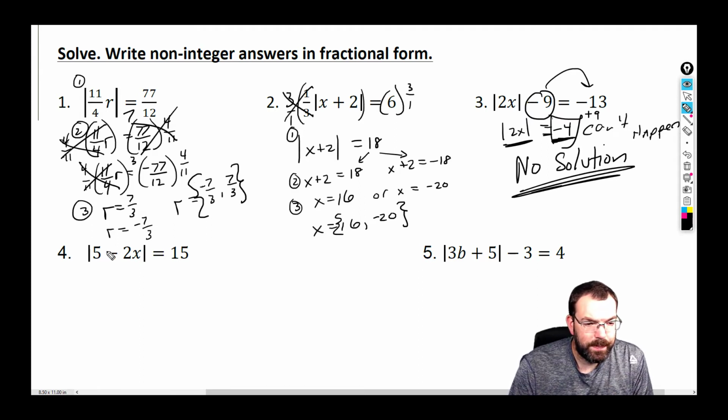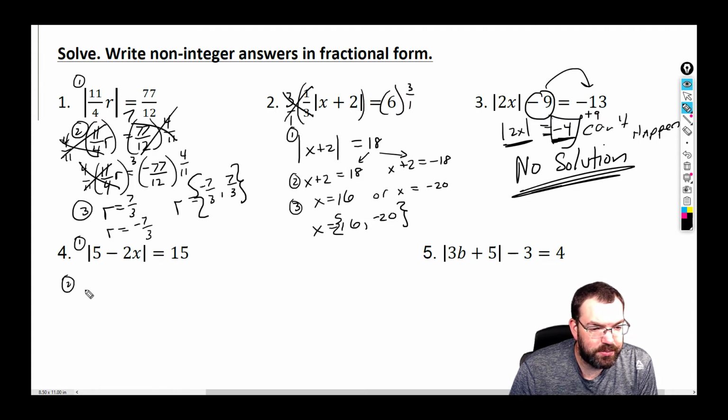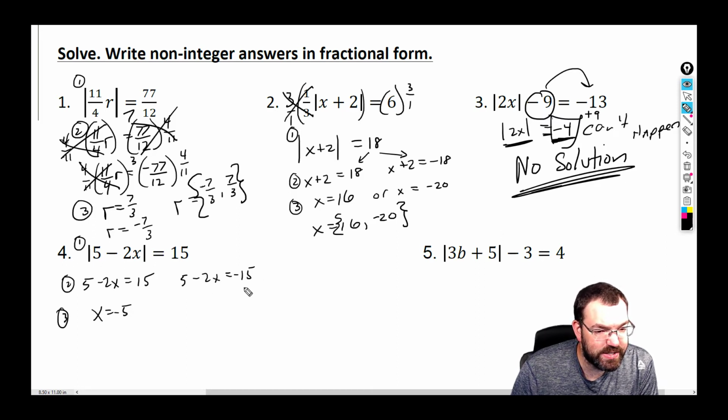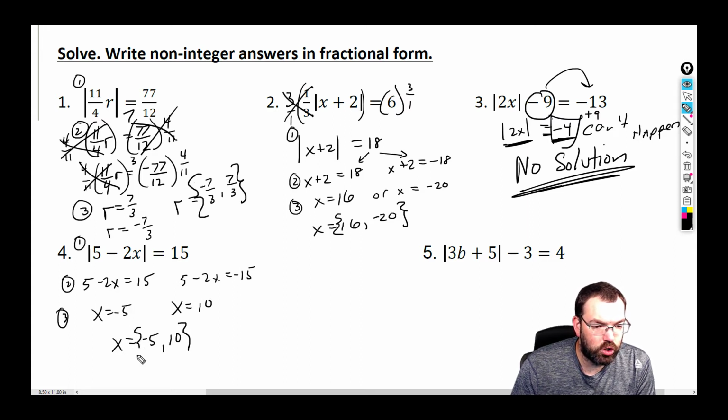Okay, let's go to number 4. This one is already isolated. There's no other numbers that are not in the absolute value on this side. So now I can make my equation. That's step 1. Step 2, 5 minus 2x equals 15. 5 minus 2x equals negative 15. Those are my two equations. Number 3, you solve. You minus the 5, you get 10. You divide by negative 2, you get negative 5. Minus the 5, you get negative 20. Divide by negative 2, you get positive 10. So x equals negative 5 comma 10 curly brackets.